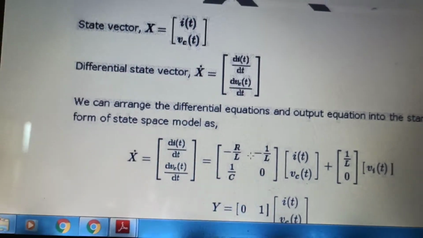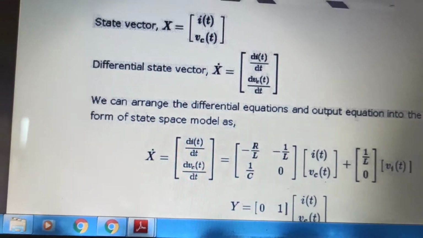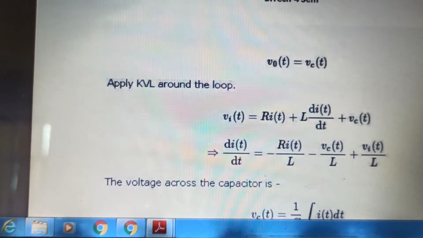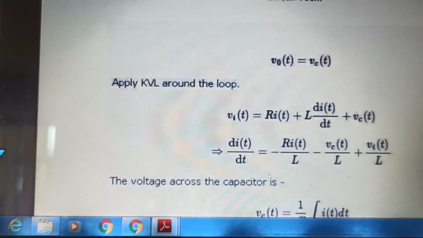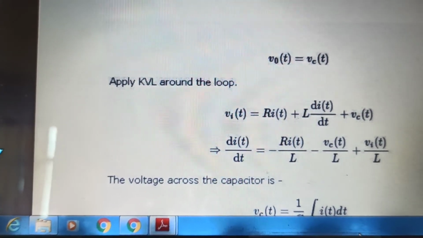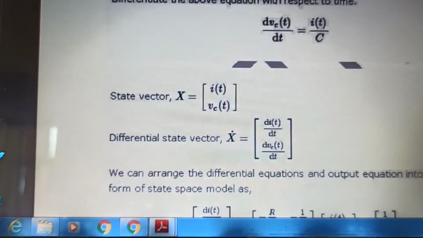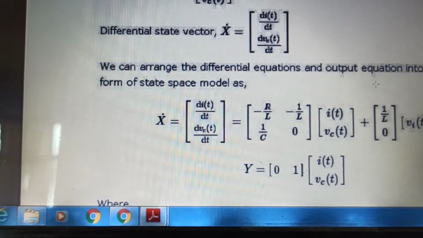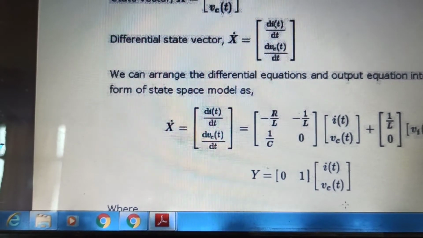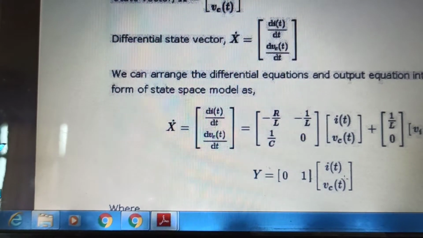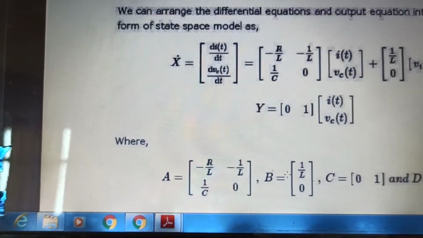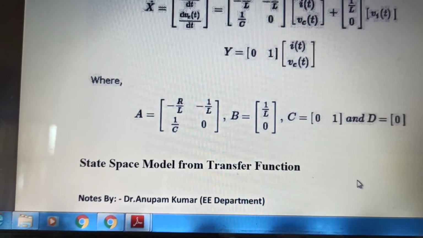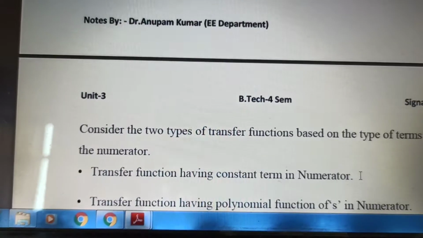Now we can form this di by dt plus dvc by dt from the above equation. The coefficient of it is minus R by L, vc(t) is minus 1 by L, and vi(t) is 1 by L. So you can get this expression in the matrix form, and y is related to vc(t), vi is related to y, v0(t) is related to vc(t). That's for the 0 1 matrix. So I will define A, B, C, and thus the model is obtained, and D is here 0.